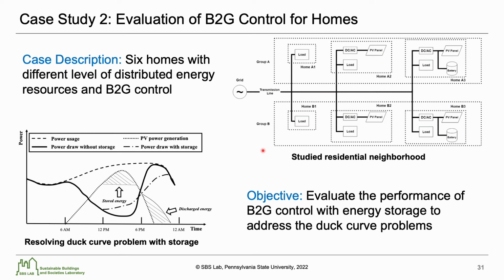The objective is to study how we can resolve the duck curve problem by using storage technologies to store the additional power generated by PV panels and use it later. As we can see from the left figure, this is our power usage from the community, and this solid line is the power draw without storage after we consider the PV generation. Now we can see the famous duck curve. And then if we add the storage with control, then we're able to smooth the duck curve.